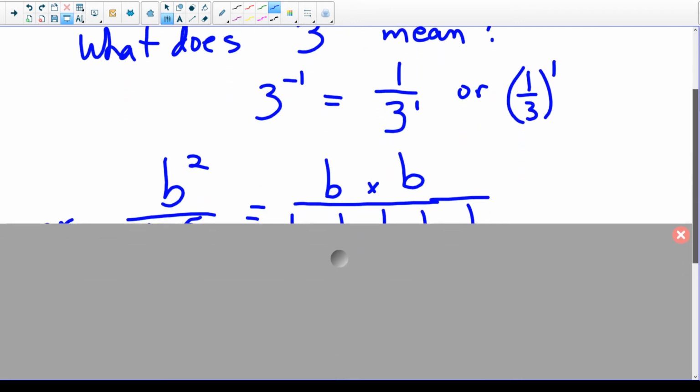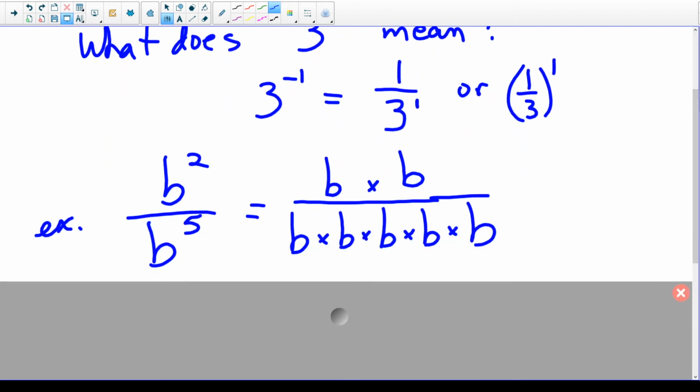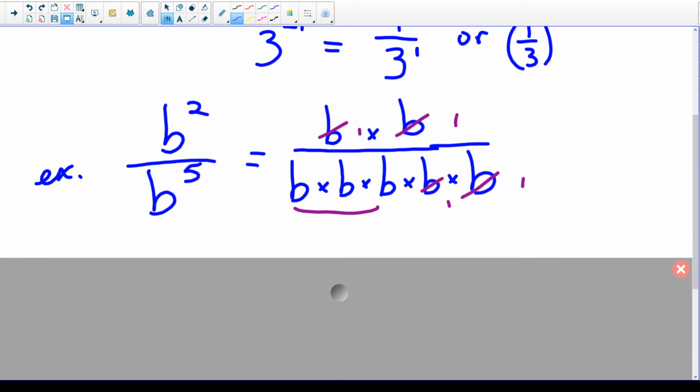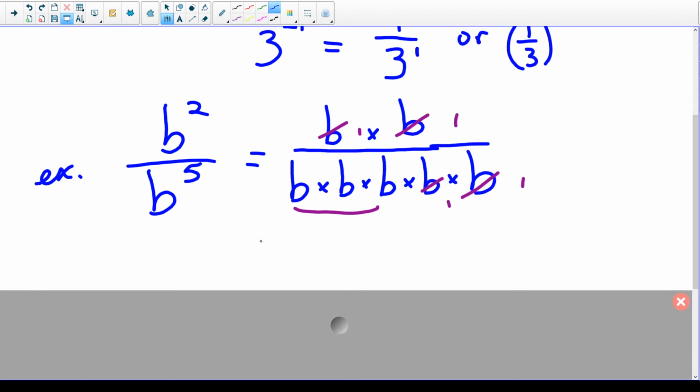Here's the proof, the logical proof. And it goes back to that example that I showed earlier. If you have b to the 2 divided by b to the 5, and you write those out the long way, when you start canceling stuff off, and remember there's a 1 left behind every time you do that, b divided by b is 1. Your leftover b's are at the bottom, not at the top this time. Okay? So in this case, we would get 1 over b to the 3.